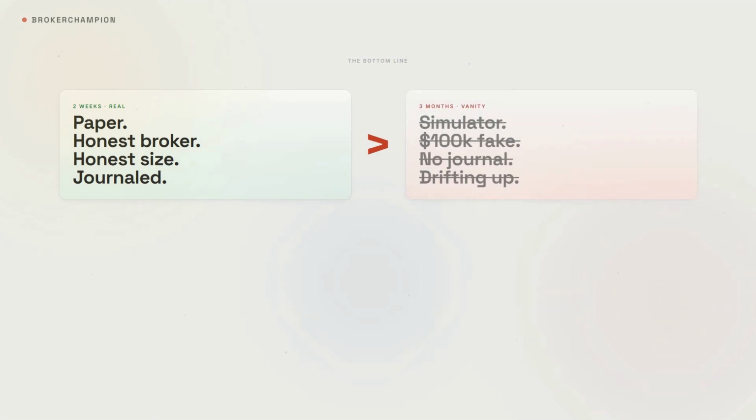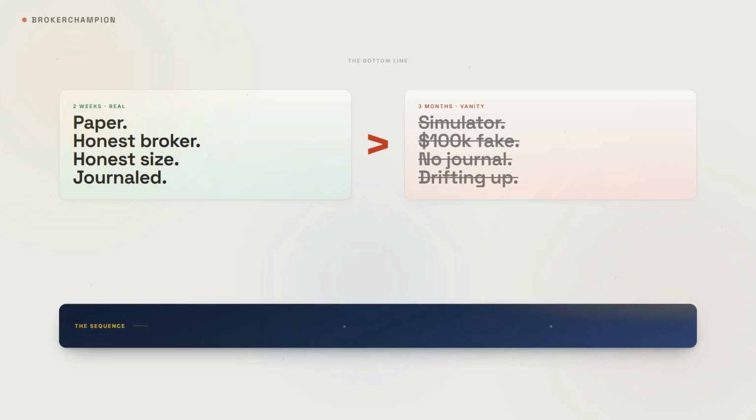2 weeks of paper trading on the broker you'll actually fund, at the size you'll actually trade, journaled honestly, will teach you more than 3 months of simulator vanity ever could. Past 4 weeks, you're not practicing anymore, you're avoiding. Backtest first, paper trade second, go live small third. That's the sequence, and the simulator's job ends at step 2.